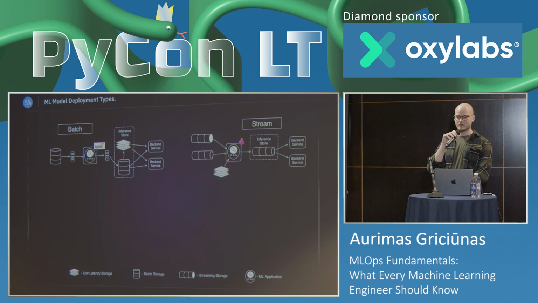Then we have stream, where the model is embedded in a stream application, and we encapsulate the model into a streaming framework. In this case, I noted Flink here because it's very popular nowadays, since streaming applications are also becoming more and more popular. So this application subscribes to one of the feature set streams, applies inference, and pushes it down the stream to an inference store, which usually is in the form of another stream, and backend services can then subscribe to this stream directly and use these inference results for their downstream use cases.